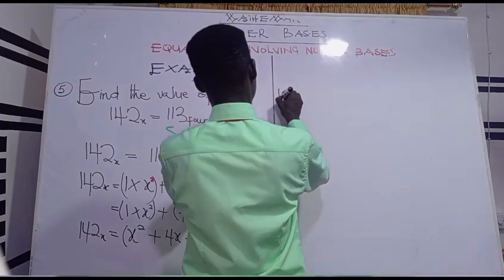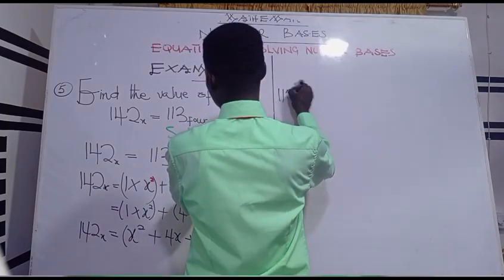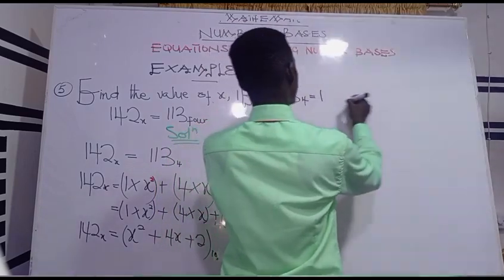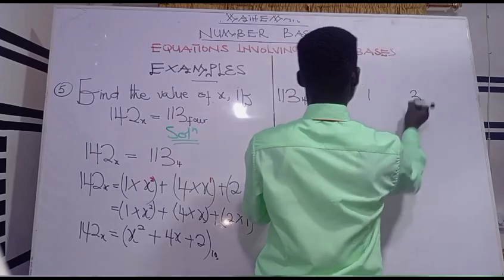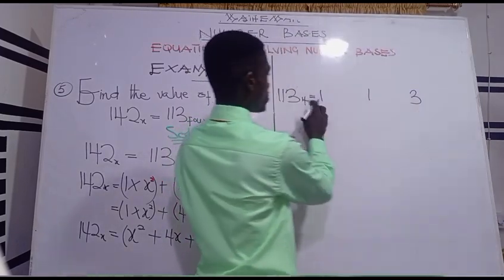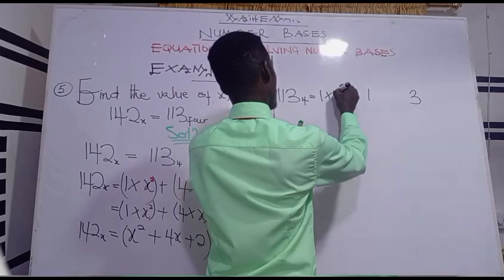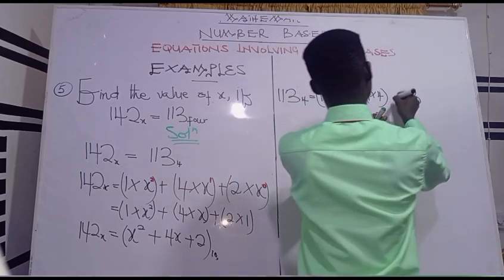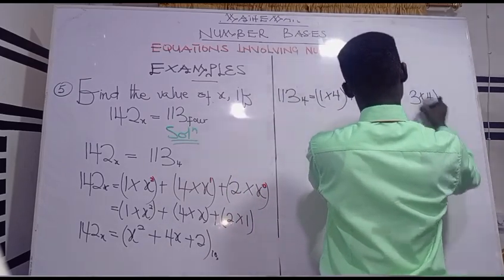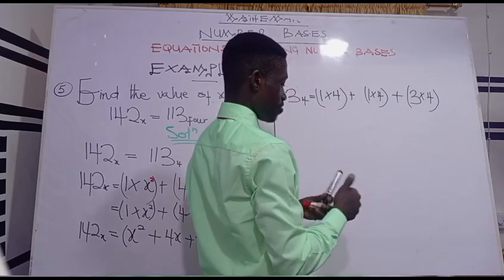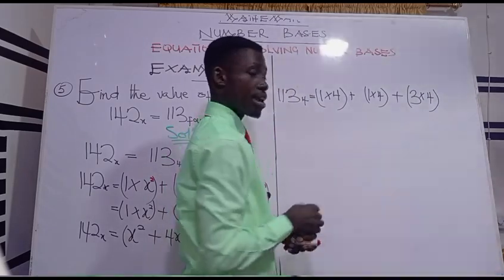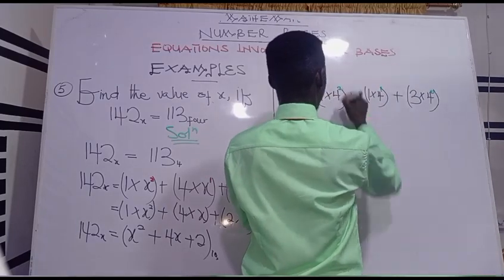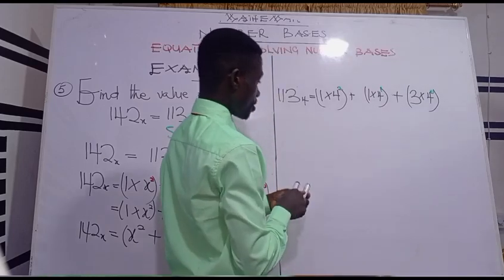We have 113 base 4 to a base 10 numeral. So we have 1, 1, and then 3. We multiply each of these numbers by the base given. So the base is what? 4. We sum them, multiply here by 4. We sum them, multiply here by 4. And then after that, we start counting from the extreme right to the left, starting from where? 0. So we have 0, 1, and then 2.